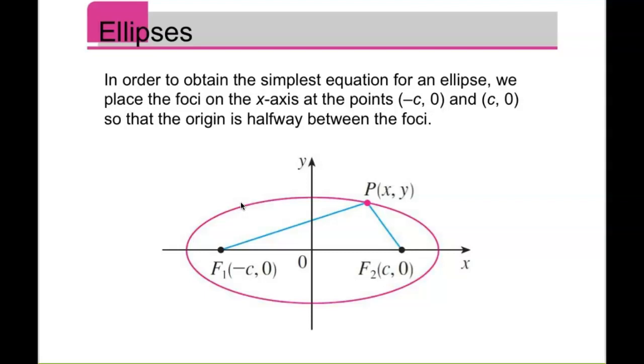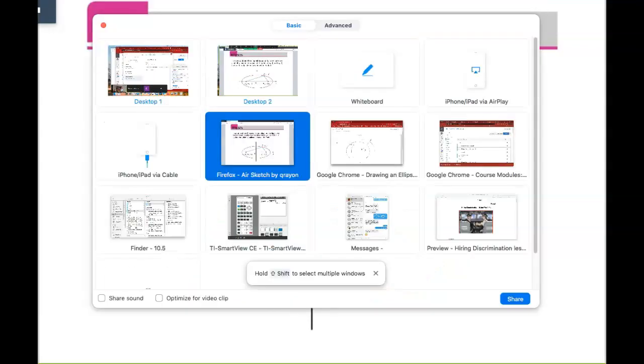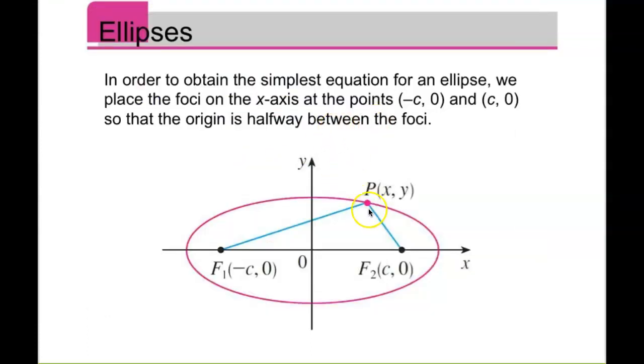So here's how we're going to set up our diagram. We're going to center our ellipse at the origin. We're going to take a generic point on the ellipse to be (x, y). We're going to have focus 1 at (negative c, 0), so negative c is a fixed constant, and that puts focus 2 at (positive c, 0).